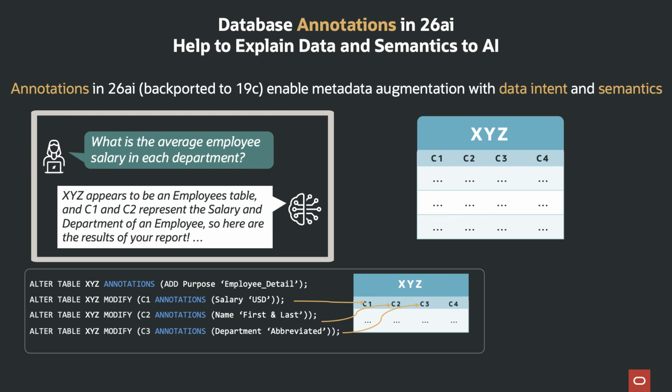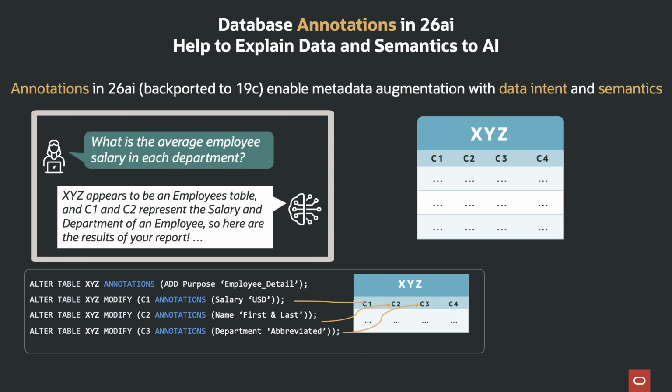Now, what we have done in 23 AI and 26 AI now, and what we have backported to 19C as well, is a new concept called annotations, which basically are designed to help to explain data and the semantics of data to AI. So if you have a table whose definition looks like this, and that schema could be part of a packaged application, so you really can't change the schema names, you can augment those definitions with annotations that provide much better clarity on what the data actually means.